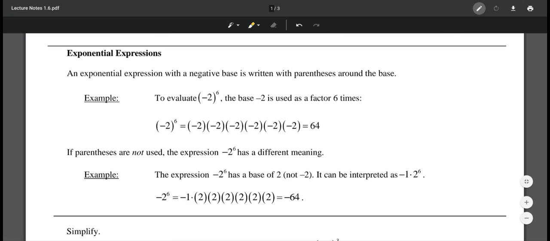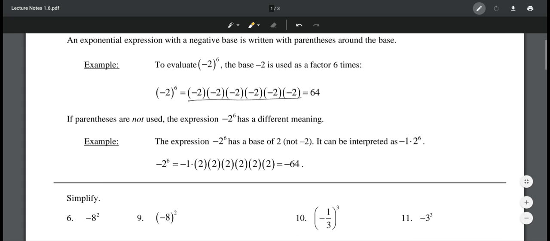Exponential expressions. An exponential expression with a negative base is written with parentheses around the base. So if you notice, to evaluate negative 2 with parentheses to the 6th power means to multiply the base negative 2 together 6 times. Well, if you have 6 negative numbers, the outcome is going to be positive.